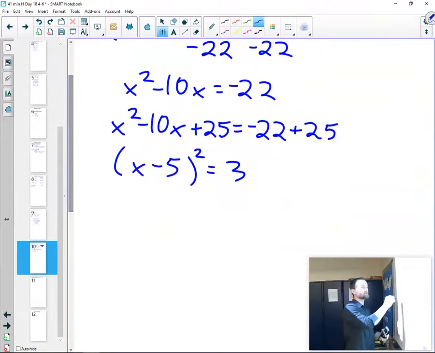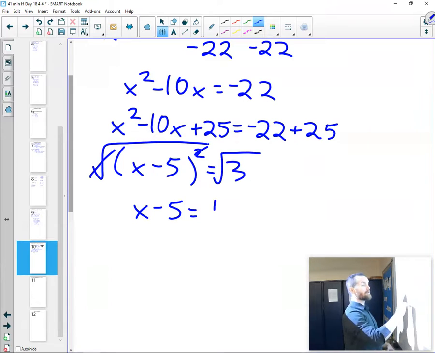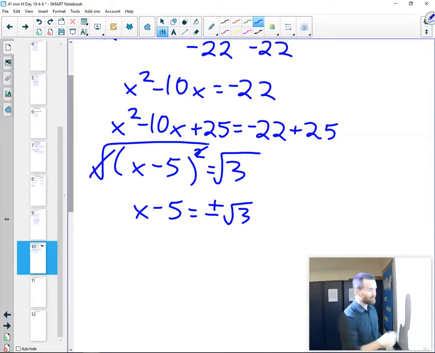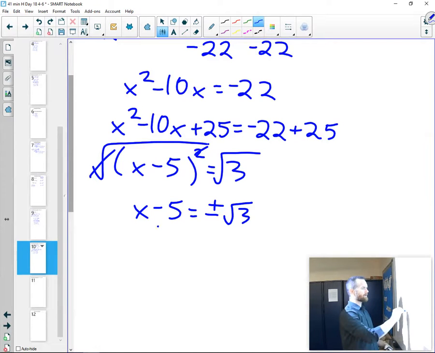Now we just take the square root and move on. Undo that power of 2. We get x minus 5 equals plus or minus the square root of 3. Remember, anytime we take the square root of both sides, we need a positive and negative possibility. Then we add 5 to both sides.